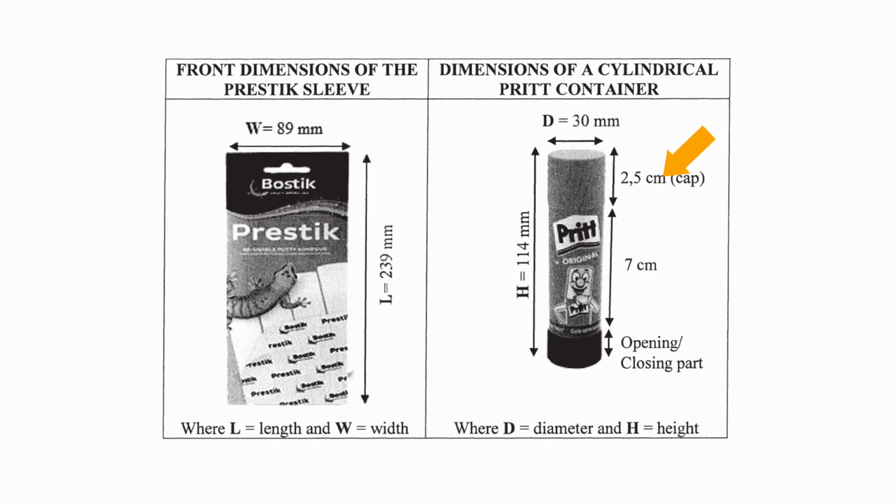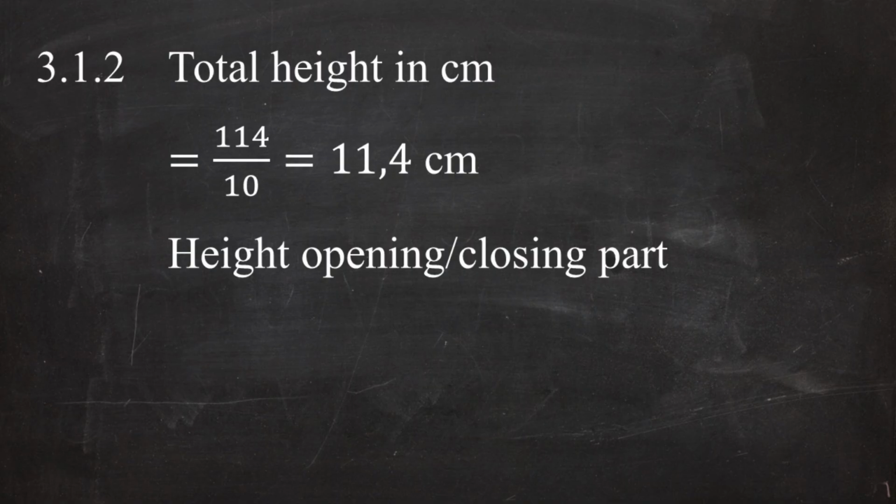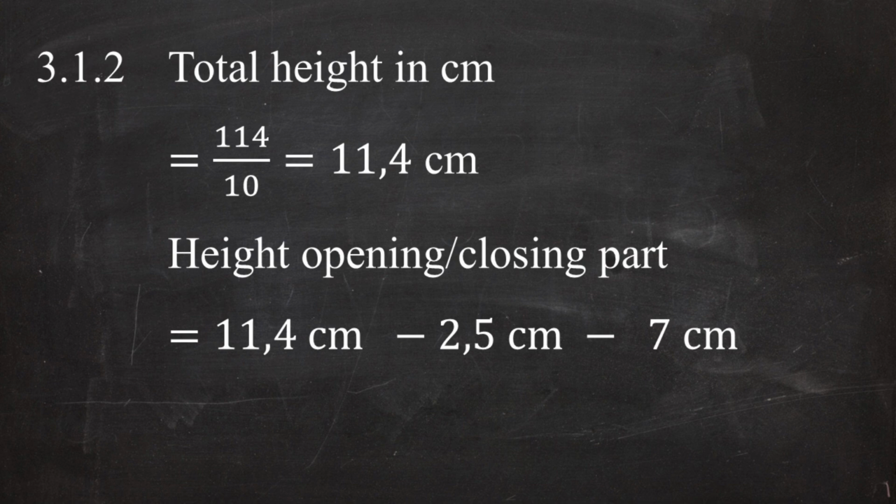It is also given that the height of the cap is 2.5 centimeters and the height of the Prit body is 7 centimeters. So the height of the opening or closing part will be the difference between the total height of the Prit and the sum of the height of the cap and the Prit body. This will equal a height of 1.9 centimeters.